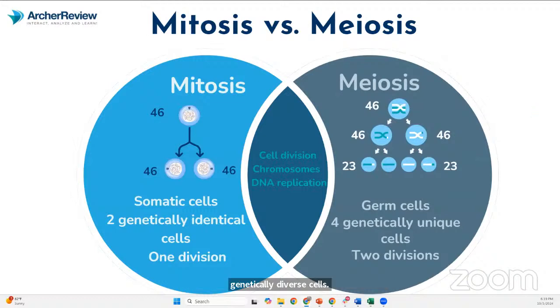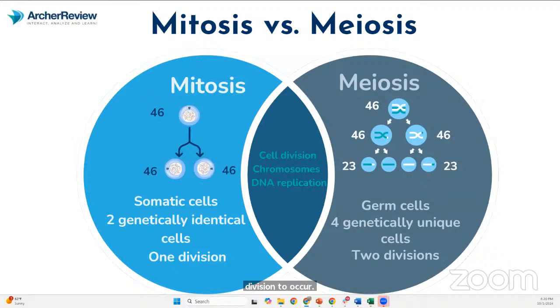So I think a good compare and contrast is important at this point so that we understand where we're at in reference to mitosis and meiosis. So what they have in common, they are both forms of cell division. They both involve chromosomes, and they both require DNA replication in order for the division to occur.